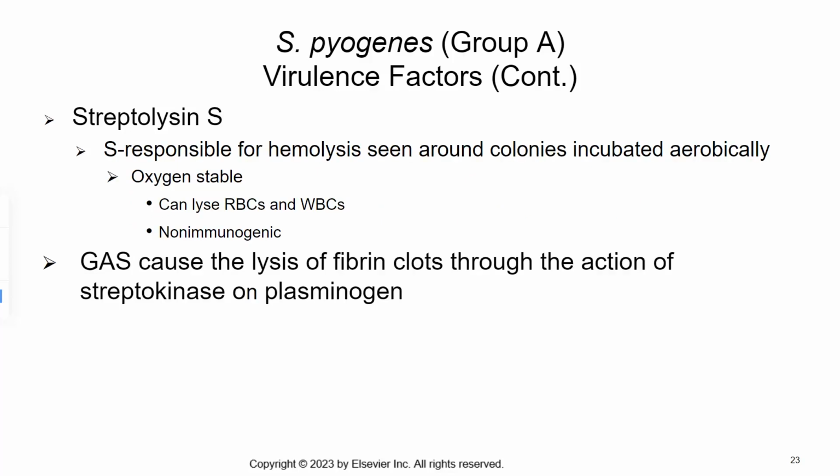Streptolysin S is responsible for hemolysis seen around the colonies incubated aerobically. It is oxygen stable and can lyse red blood cells and white blood cells. It is non-immunogenic, which means it doesn't elicit an immune response. Group A strep cause the lysis of fibrin clots through the action of streptokinase and plasminogen.